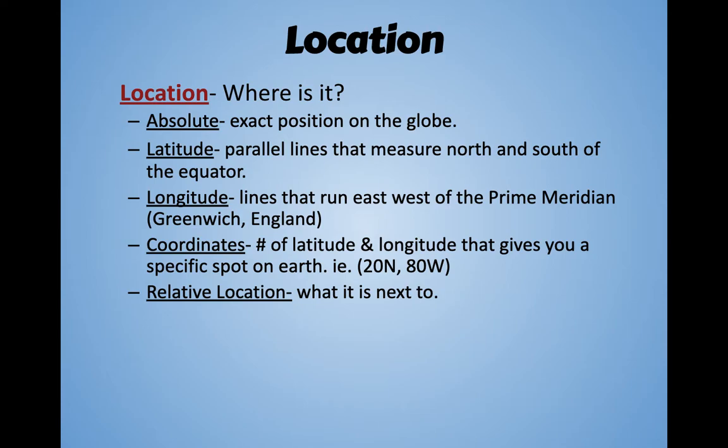So, for example, 20 degrees north, 8 degrees west is a specific absolute position. Now, relative location is what is it by? What's it around? So when I go out of town and people ask where I'm from, I will tell people, well, I'm from around St. Louis.